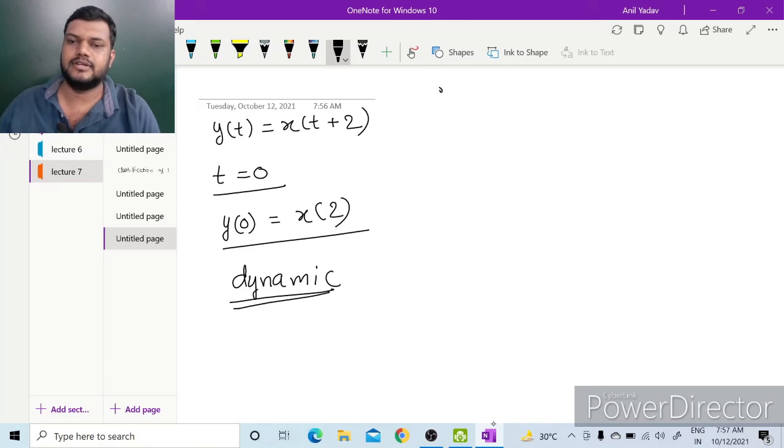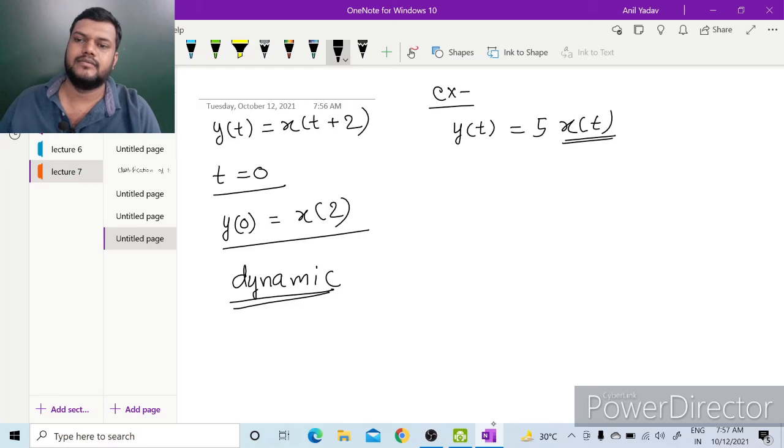Let us take another example. Let us say y(t) is 5x(t). As we are seeing here, there is no operation with time domain. So we can guess from here only that the system will be static.